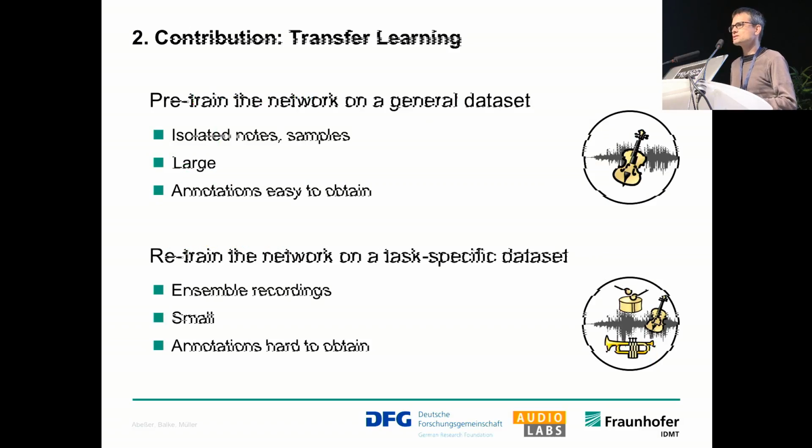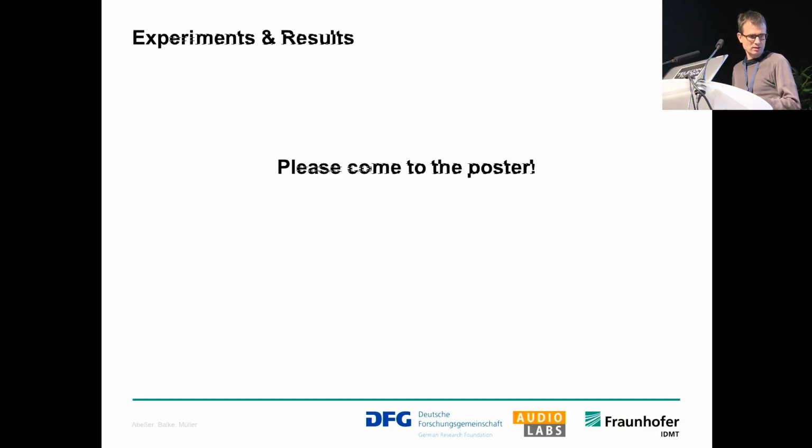And the second thing is that we use transfer learning, where we pre-train a network on a general dataset. In this case, the general dataset consists of isolated notes, samples that are taken from a sampling library, so data that is easily obtained and annotated. And then we retrain the network on a task-specific dataset. In our case, it's ensemble recordings where we only have few labeled frames, so to say.